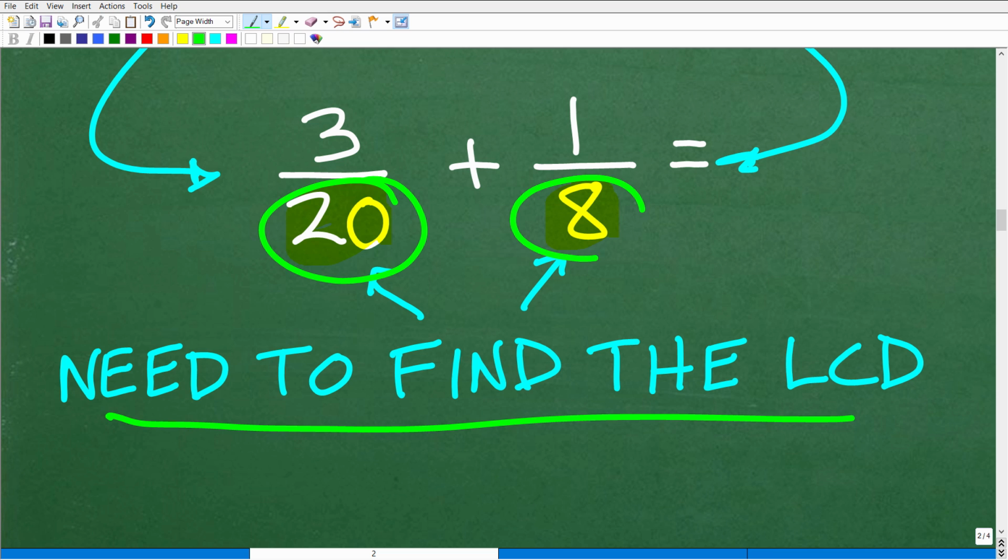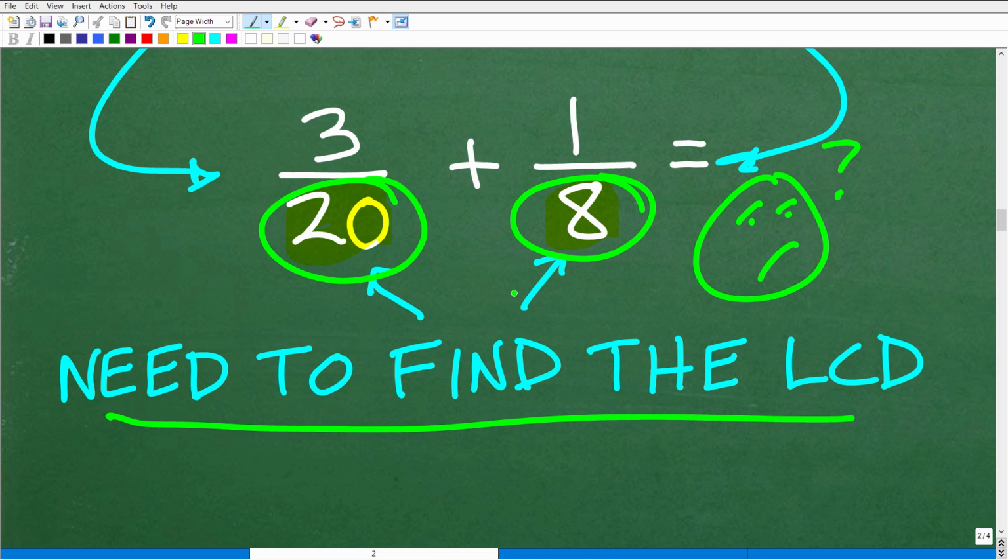So 20 and 8. Some of you might be saying, well, okay, I can kind of think about this. Let me see here. I've got to think about the lowest number that both 20 and 8 go into. And a lot of you are going to be able to figure this out. Okay, that's great. If you come up with that number, that's excellent.